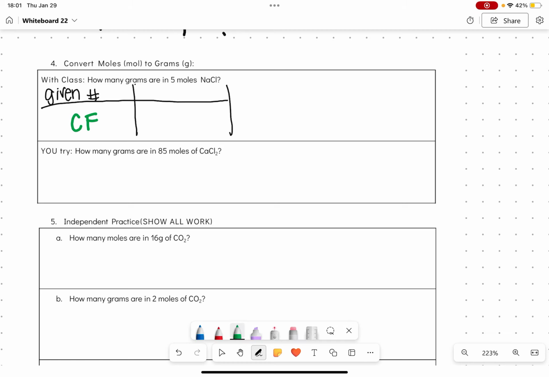So just like before, it's always our given number and our old units out front times our conversion factor, where we have our old unit number on the bottom and our new unit number from our conversion factor on top.